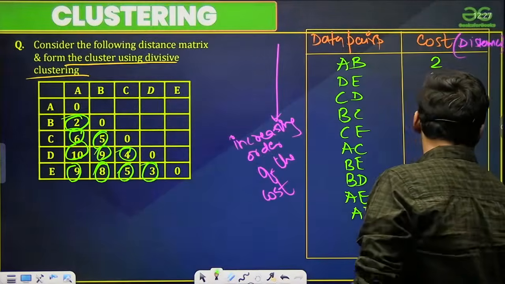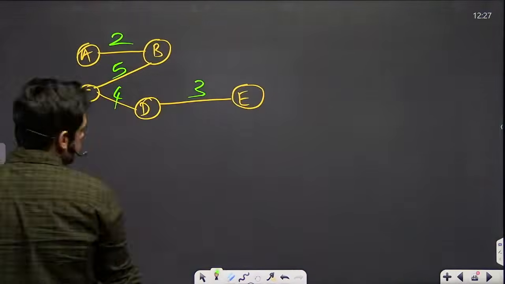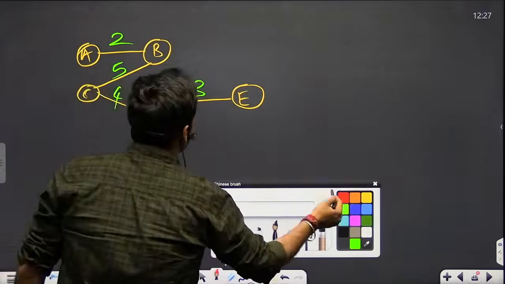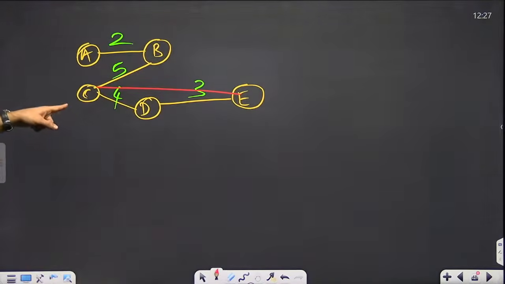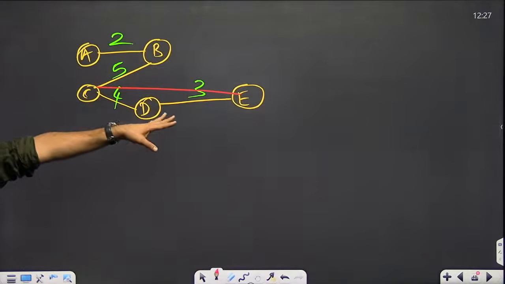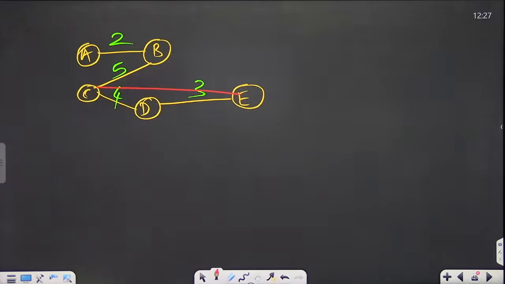Now CE is at a cost of 5. Okay, now if I join CE, you are able to see that I have a loop that is formed here. That means a closed circuit is available. I hope this is clear now. As soon as I join CE, you can see that a closed circuit has been formed here.